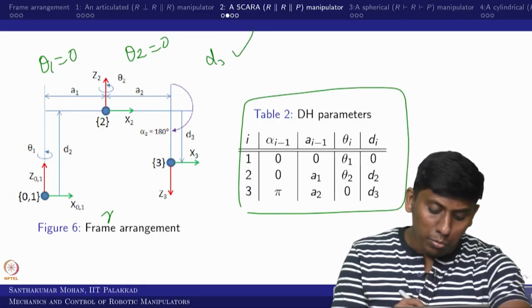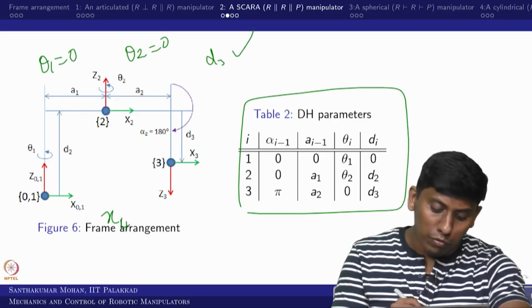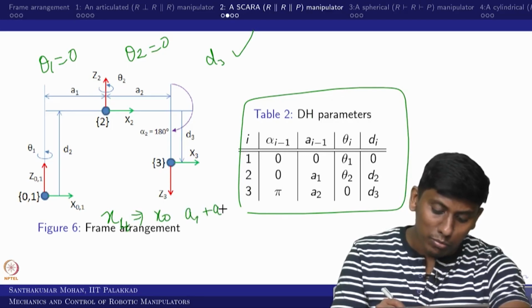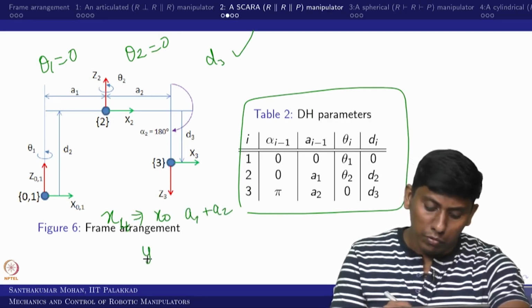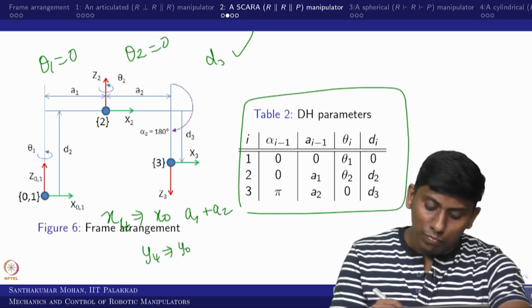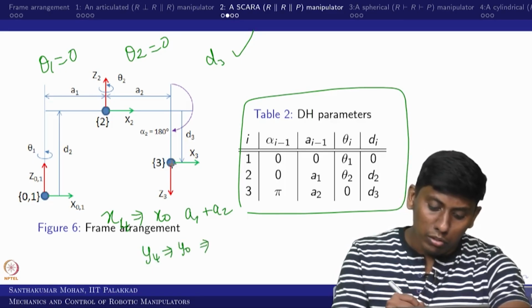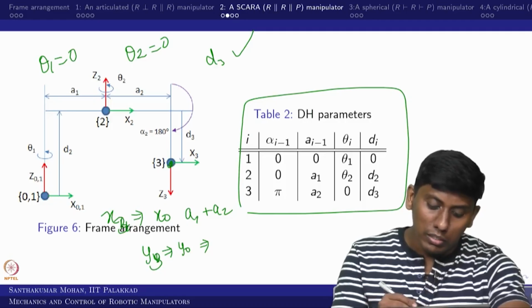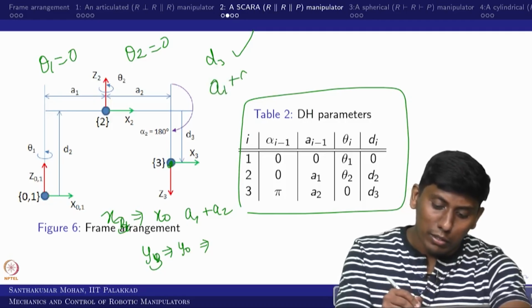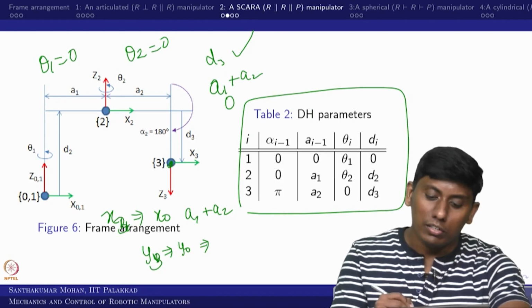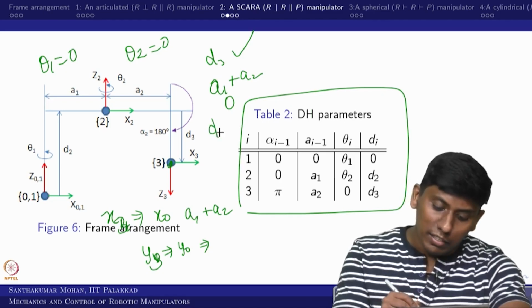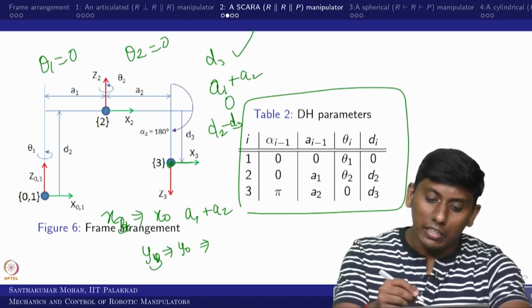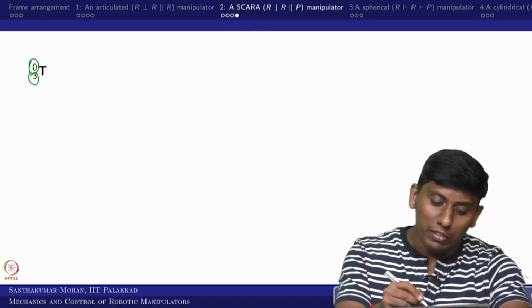In the sense, what would be the x of frame 4 with respect to x0? That would be a1 plus a2. What would be y4 with respect to y0? Or you can say, sorry, the third frame. The third frame with respect to 0 is on the x axis a1 plus a2 distance, on the y axis 0 distance, and on the z axis d2 minus d3, right. This is the opposite direction. Whether we are getting that or not, we will check it.